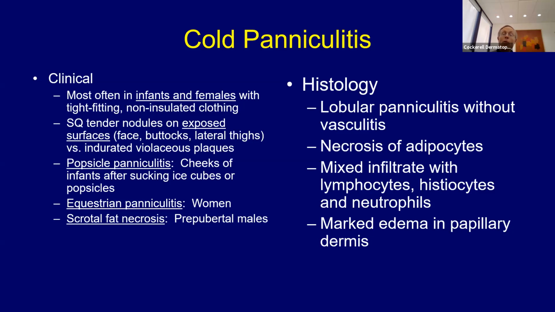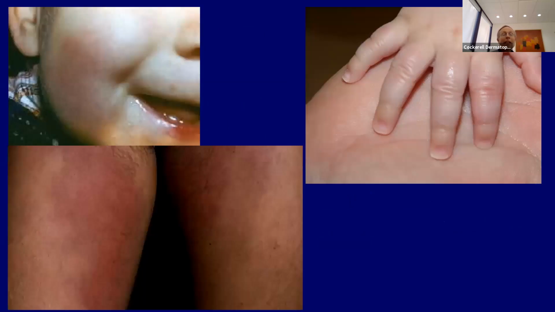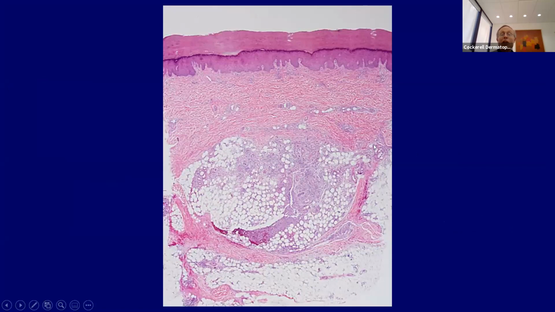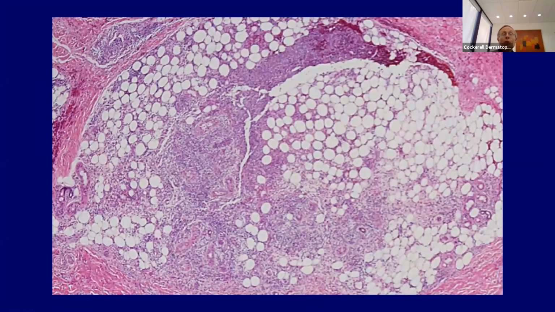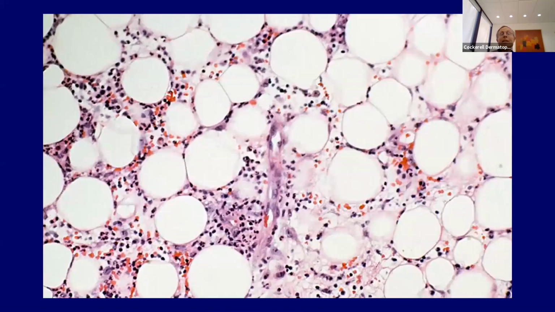And then again, like with some of the chemical panniculitis, here you get the necrosis and the secondary inflammation. So this kiddo was sucking on a popsicle and got panniculitis here. This was the equestrian panniculitis. This little kid had been out, his hands got cold and got panniculitis secondary to that. So notice here it's mostly a lobular panniculitis, often with lymphocytes, but sometimes with some neutrophils and without really any definitive vasculitis. So that's what happens when your skin gets really cold, gets damaged and gets secondary inflammation.